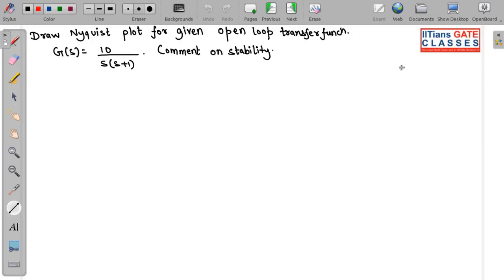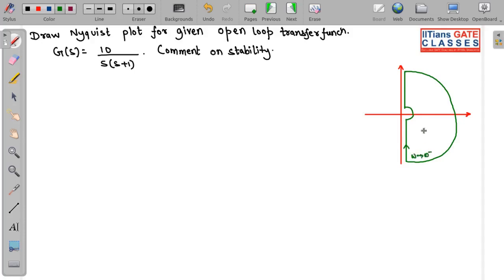So always remember that you should have this Nyquist contour in your head. Okay, you should always remember this. So this is your omega tends to infinite minus, omega tends to 0 minus, this is omega tends to 0 plus, and this is omega tends to infinite plus. Okay, so this is the direction.